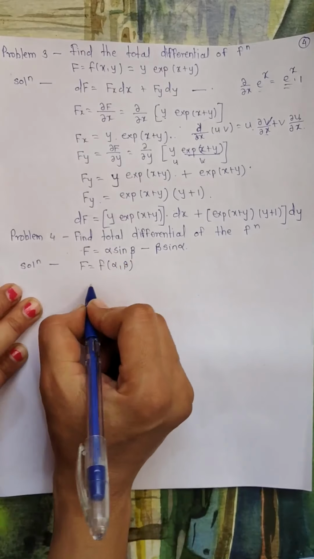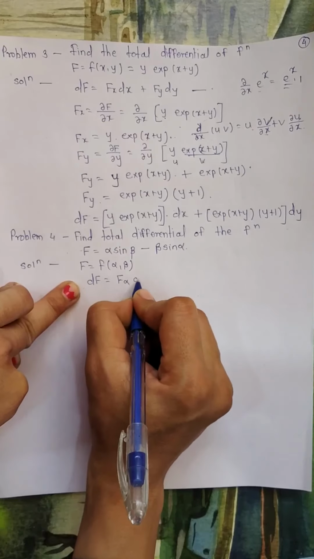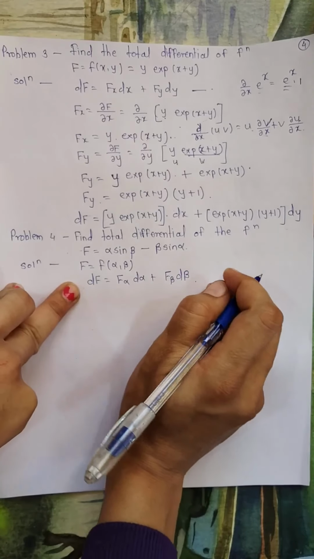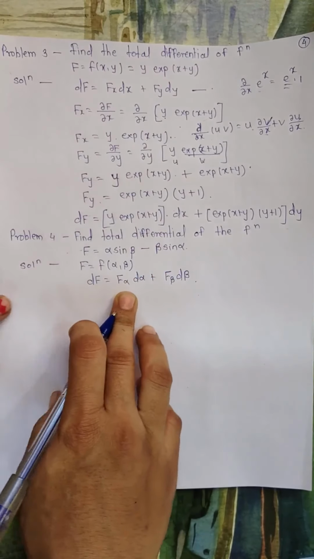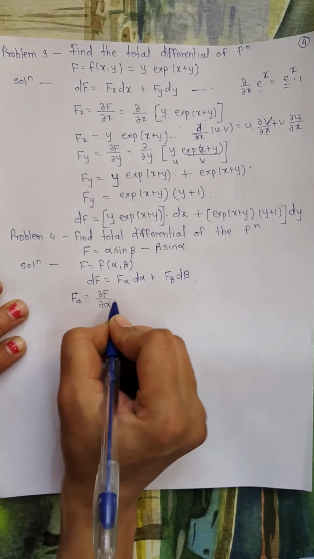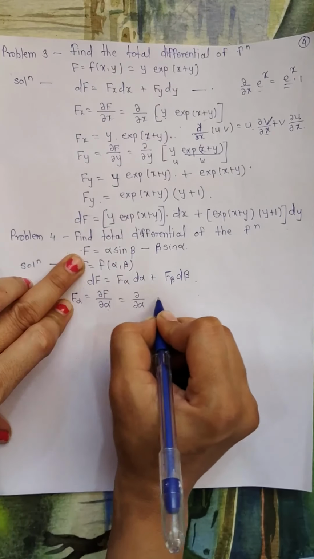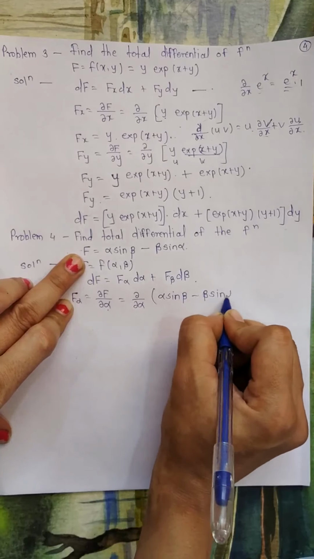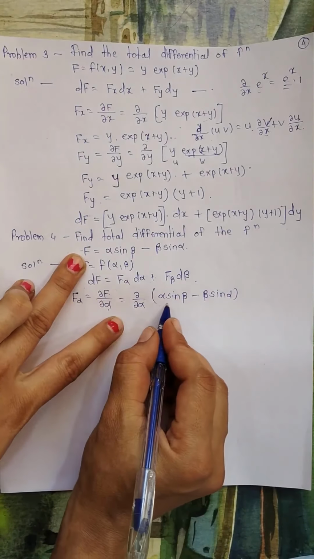So what will be the total differential? Total differential will be df equals f alpha d alpha plus f beta d beta. So this is nothing but the total differential. First we have to find f alpha. Now what will be f alpha? F alpha will be dou f upon dou alpha, means derivative of this f with respect to alpha, that is dou by dou alpha of alpha sin beta minus beta sin alpha. I have put the value of f. Now we have to find the derivative with respect to alpha.